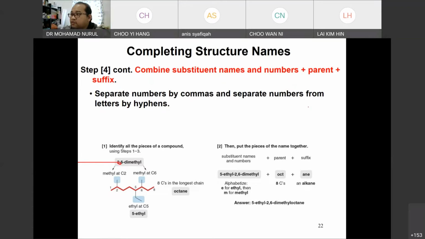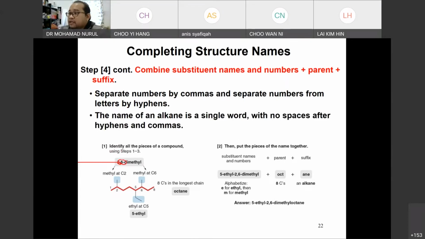And separate number from letter by using hyphens. Okay, in this case, we have 6 and D. You have to separate by hyphens. And the name of the alkane is a single word. Yes, no spacing after the hyphen and comma. Yes, it becomes one word. Okay.